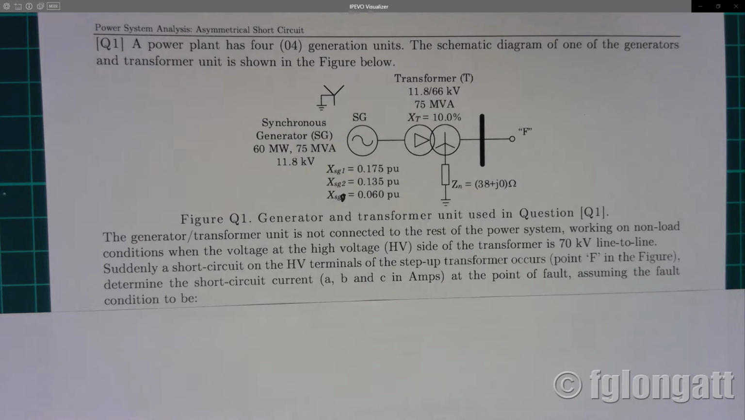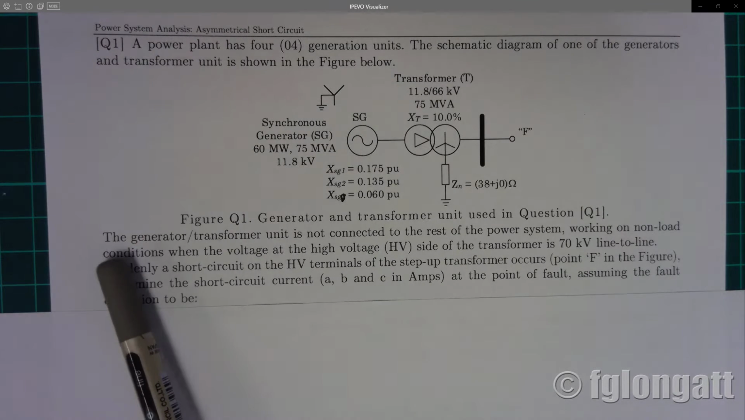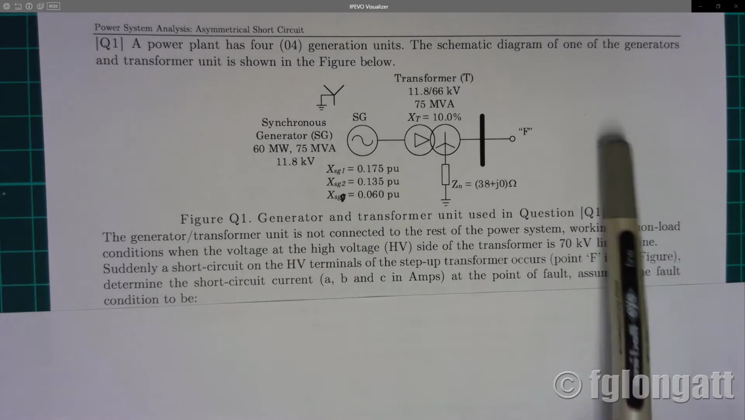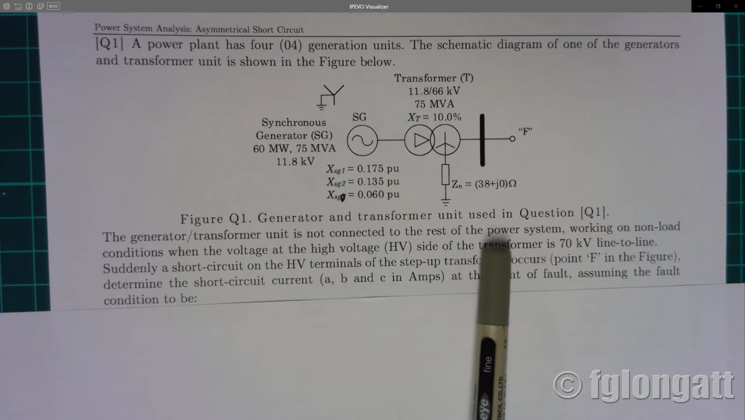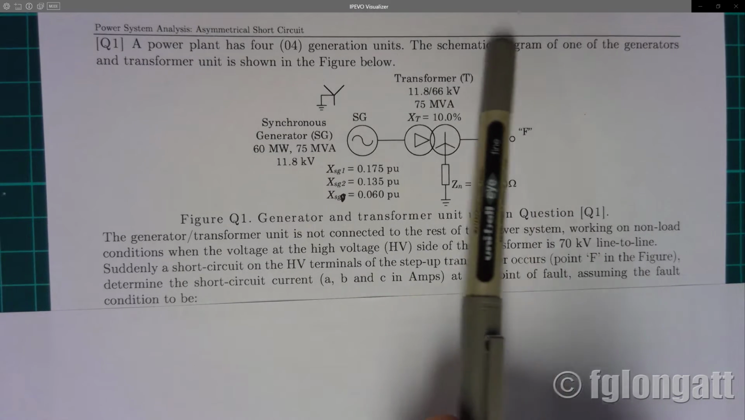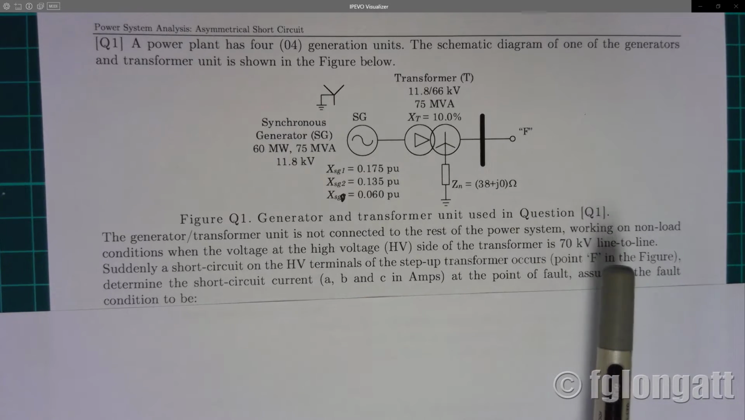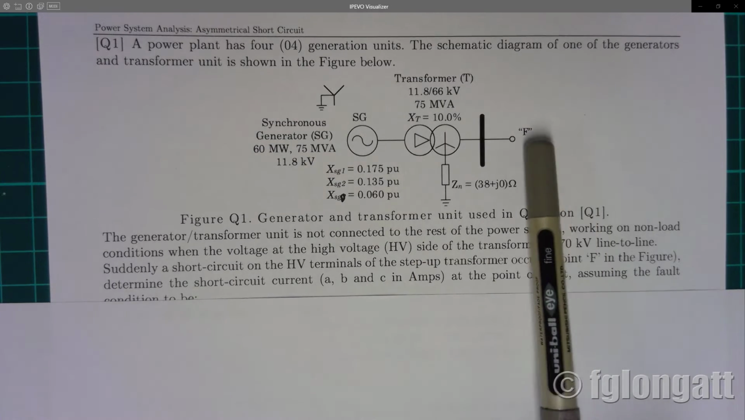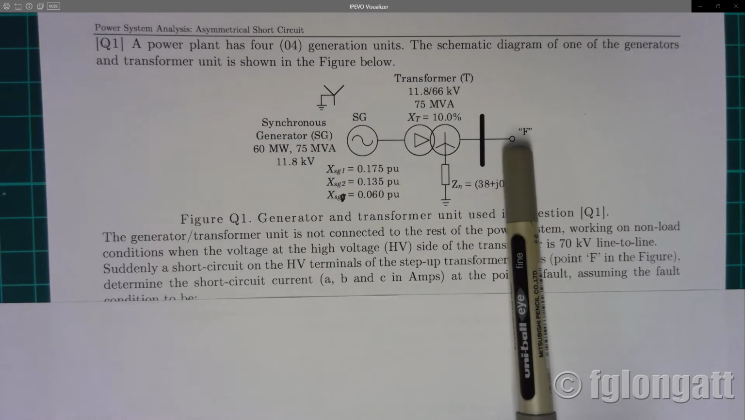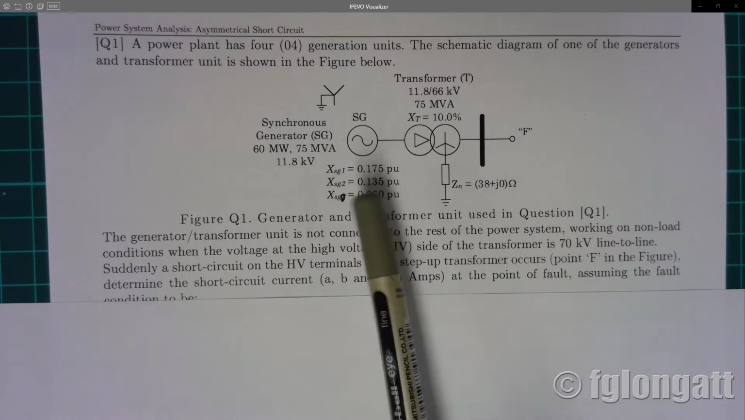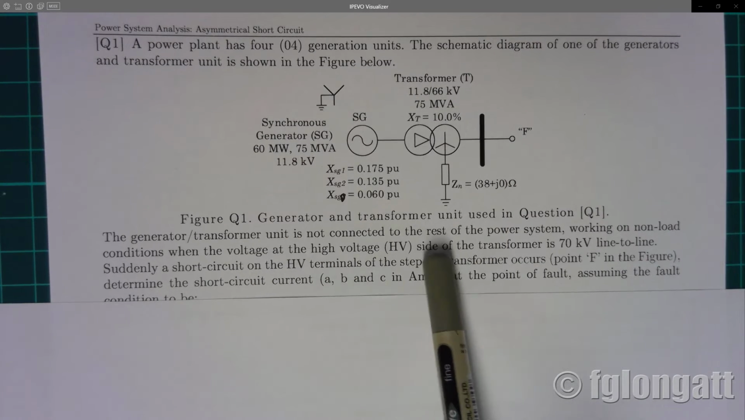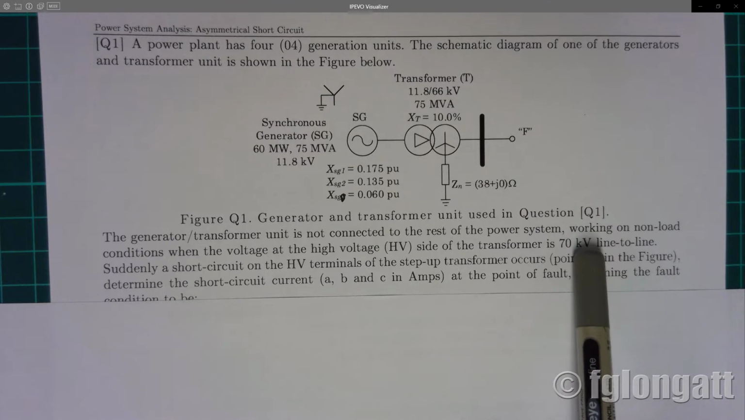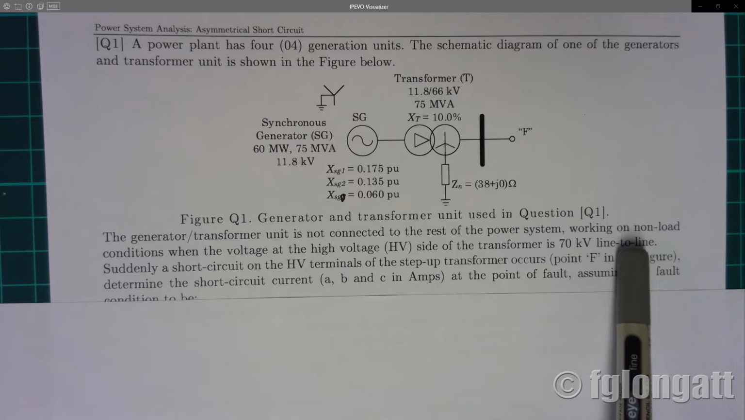The first thing that you need to know is that this generator transformer unit is not connected to the rest of the power system. What I'm trying to say is they are isolated and working on no load conditions. That means that the current here is 0, and the voltage at the high voltage side of the transformer is 70 kV line to line.